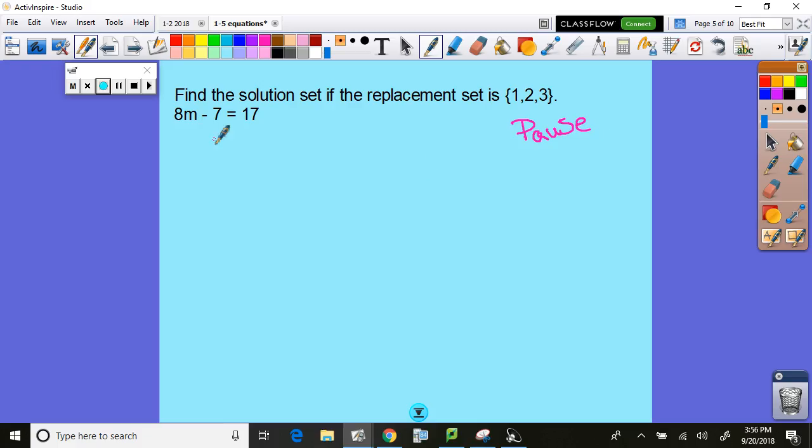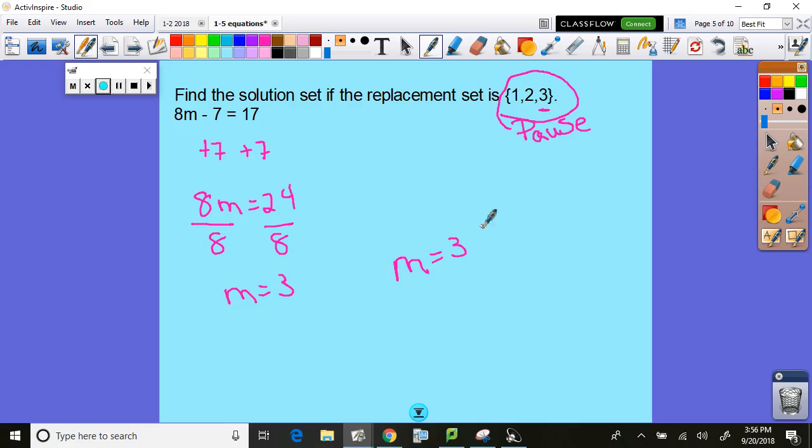So hopefully you've solved this. So the first step to solving this is I add 7 to both sides. I get 8m equals 24. I then divide both sides by 8. I get m equals 3. And now I check my replacement set, and 3 is an answer. So m equals 3 is my answer. If 3 was not in my replacement set, it would be no solution.